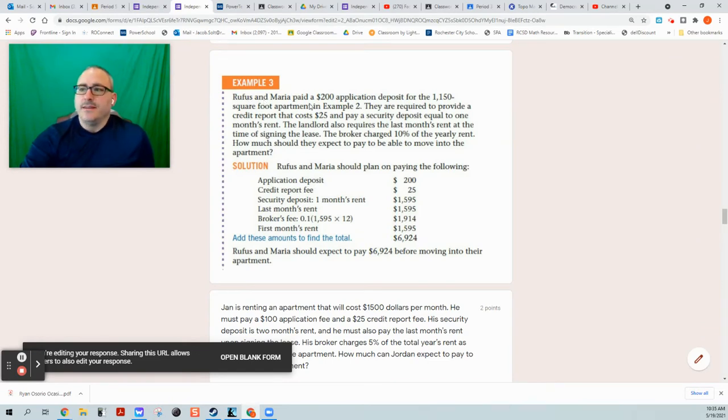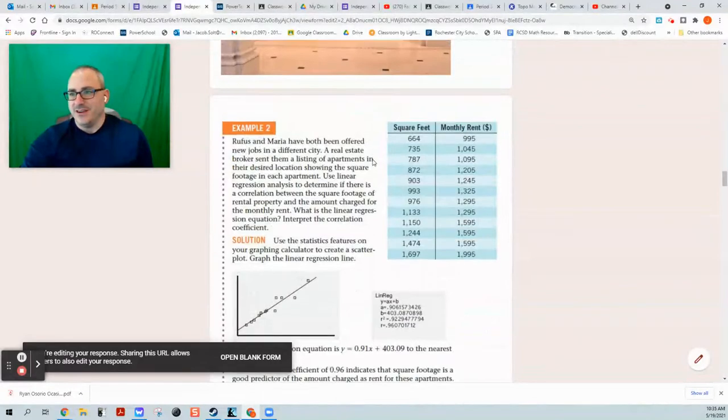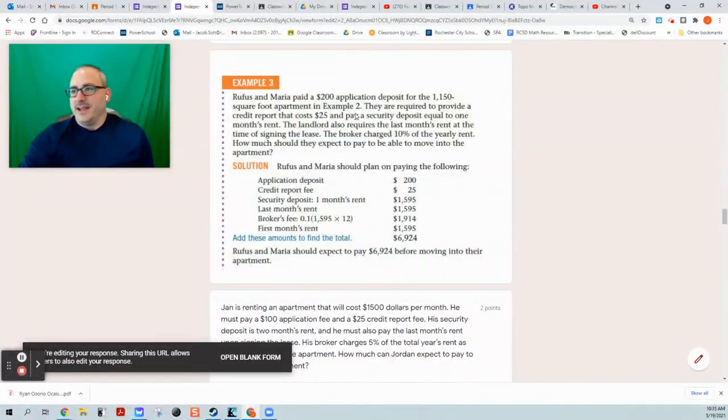Rufus and Maria paid a $200 application deposit for the 1,150 square foot apartment in example 2. So from example 2, Rufus and Maria are required to provide a credit report that costs $25 and pay a security deposit equal to 1 month's rent. The landlord also requires last month's rent at the time of signing the lease. The broker charged 10% of the yearly rent. How much should they expect to pay to be able to move into this apartment?